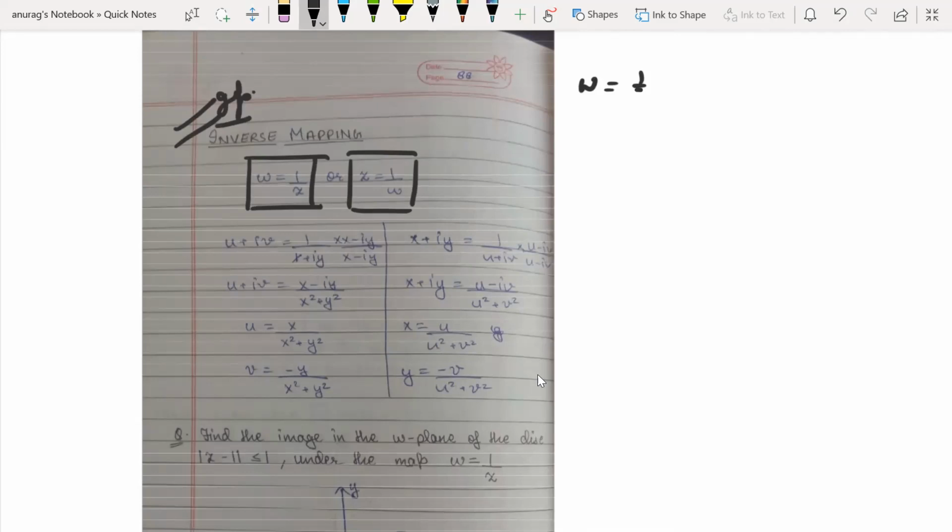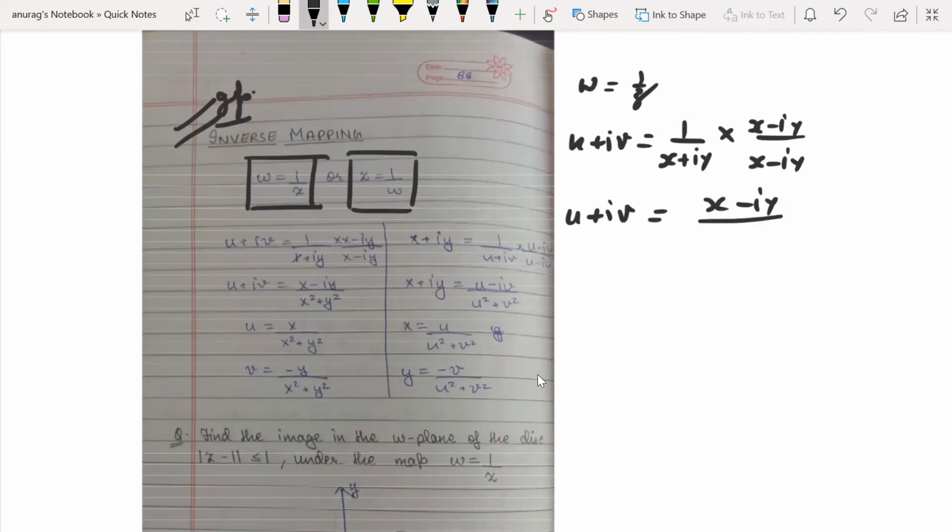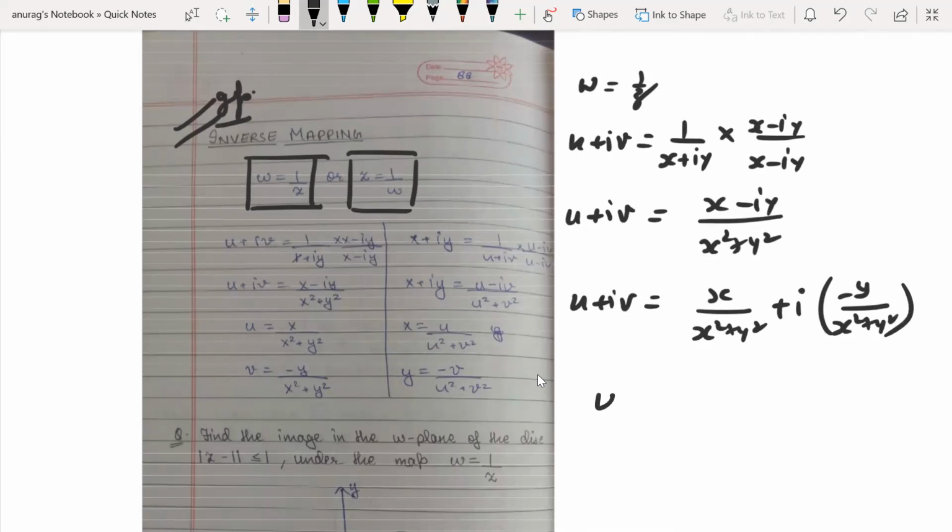w equal to 1 by z means w equal to u plus iv equal to 1 over x plus iy. We will just multiply with the conjugate to each other on the right hand side. So u plus iv is equal to x minus iy over x square plus y square. Separate real and imaginary part. So x over x square plus y square plus i times minus y over x square plus y square. Compare the real and imaginary part. u is equal to x over x square plus y square. v is equal to minus y over x square plus y square.